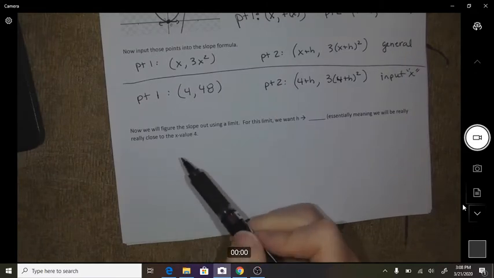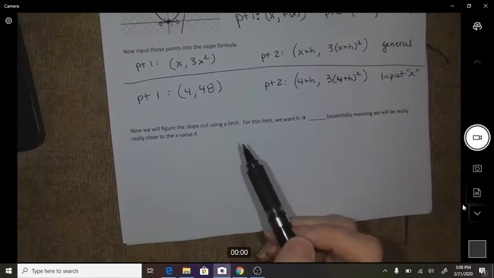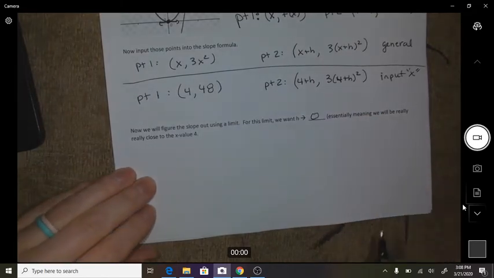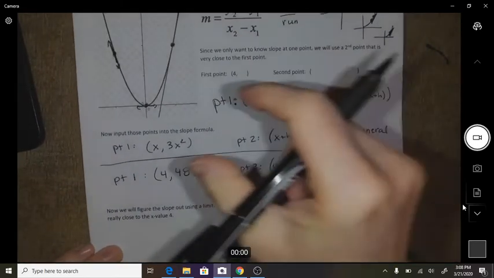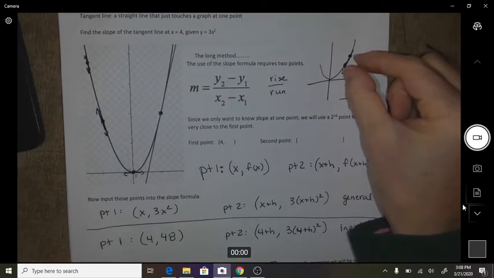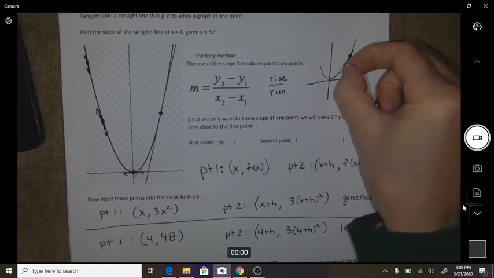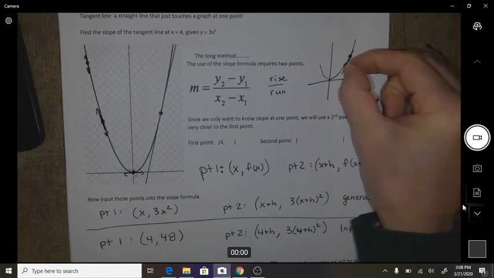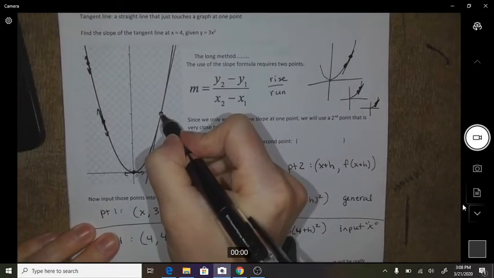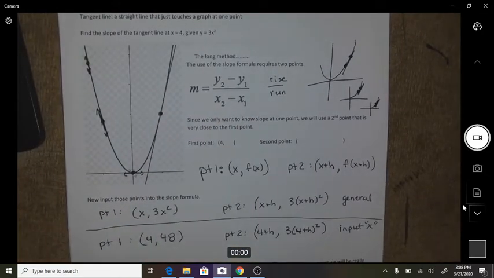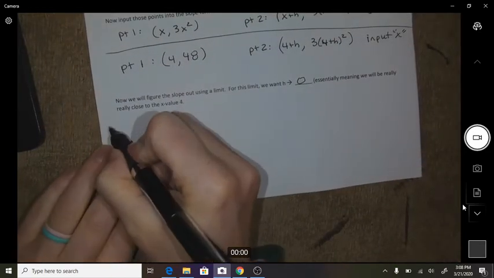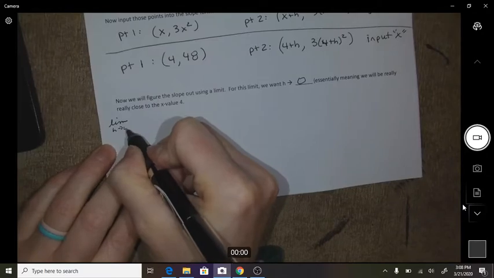Now we are going to use limits to figure this out, because what we're trying to do is figure out this as our h approaches 0, which means as the distance between the 2 points gets closer and closer, we want that distance between them to be 0, because if the distance between the 2 points is 0, that means it is just a point and we have an official tangent line. Okay, so the limit as h approaches 0.